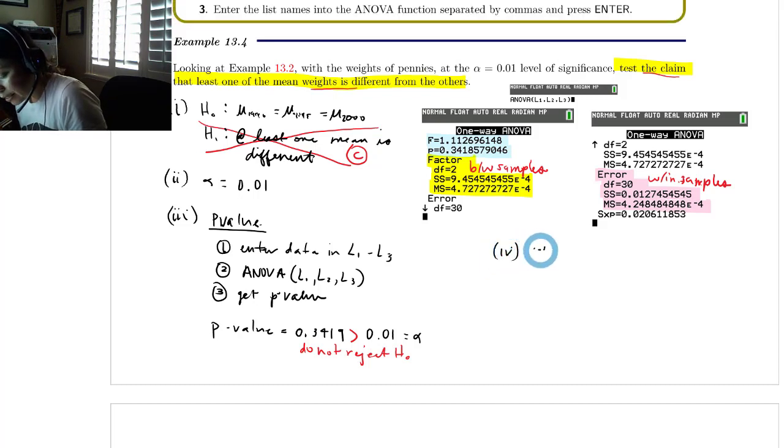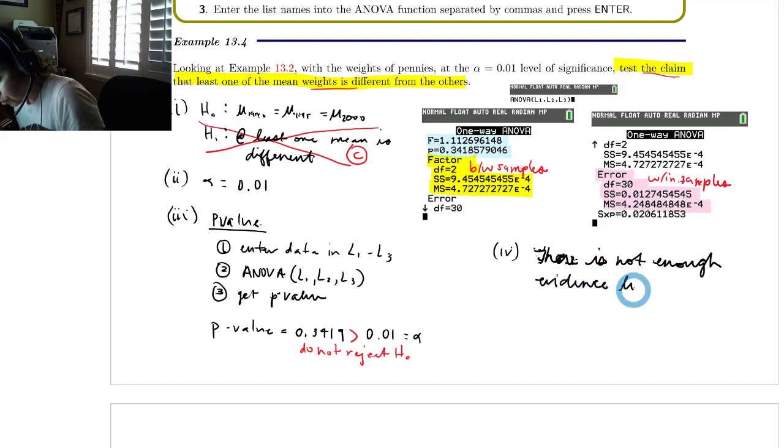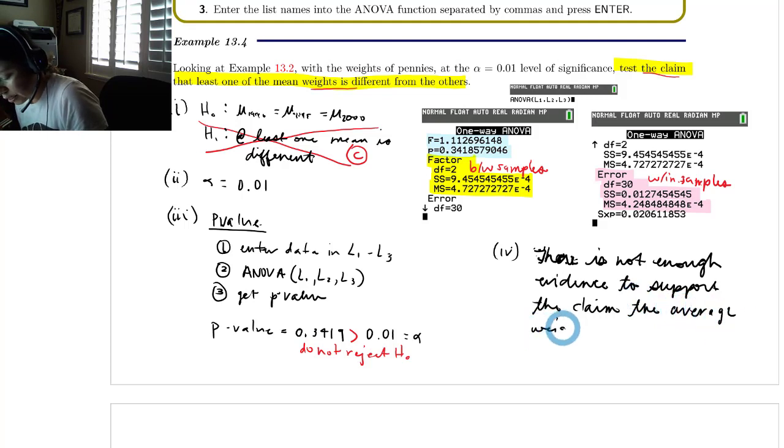So the last step would be, in this case, to say that there is not enough evidence to support the claim that the average weight of pennies differs from each year.